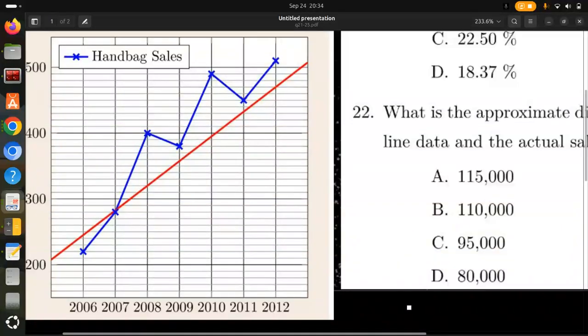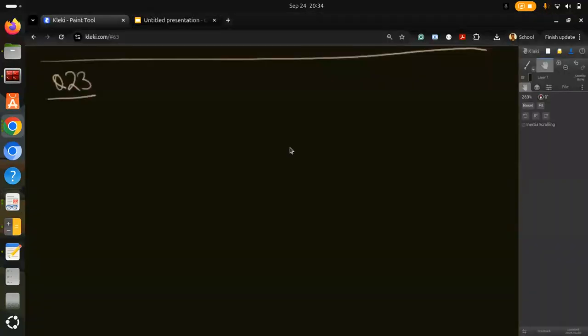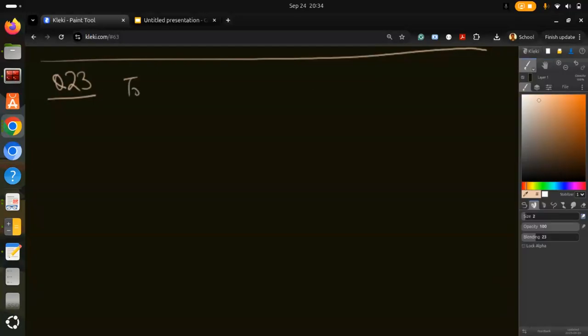2008 is above. In fact, all these points are above. So one, two, three, four, five. On five occasions the actual is above the trend. So that is five times I have counted.